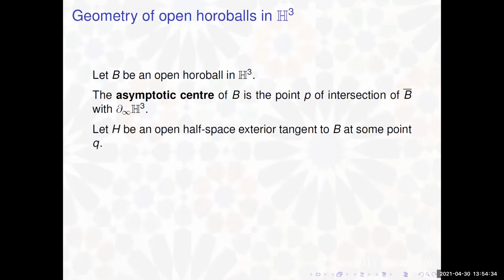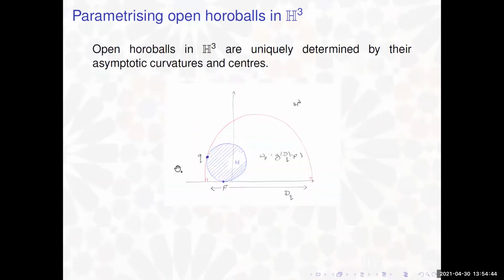Now, I'm going to do the following construction. I take an open half space, any open half space, which is exterior tangent to my horoball at some point. So here we have my point Q. Here I have a totally geodesic plane, and the open half space is the inside of this plane.